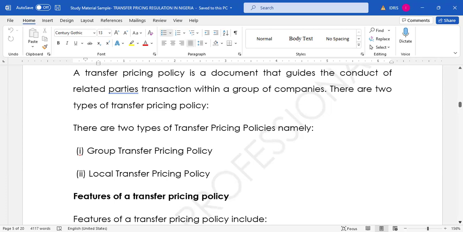But local transfer pricing policy is available to a group of companies where their parent company is within Nigeria, like Dangote Group of Companies. It's a parent company. They now have Dangote Sugar, Dangote Cement, Dangote Refinery, Dangote Fertilizer. That one, it is local transfer pricing policy that will be applicable to them. But in the case of Chevron, we have Chevron International, we have Chevron Nigeria. In that one, it is group transfer pricing that will be applicable to them.